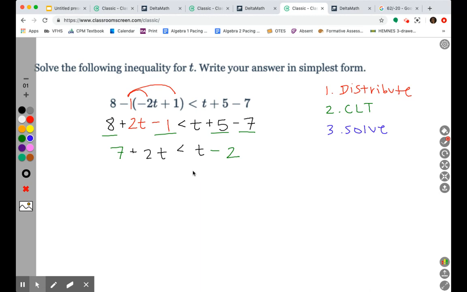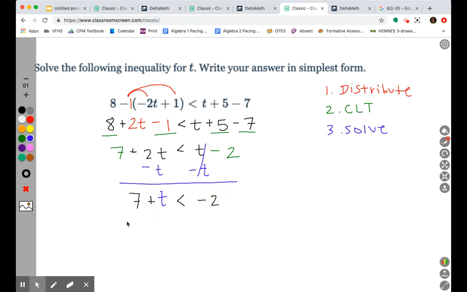So you want to get the t to the other side. It's positive, so we'll subtract it. 2t minus t just leaves you with 1t, which you can just write t. You don't have to write the 1. Bring down the 7 plus, less than, bring down the negative 2.